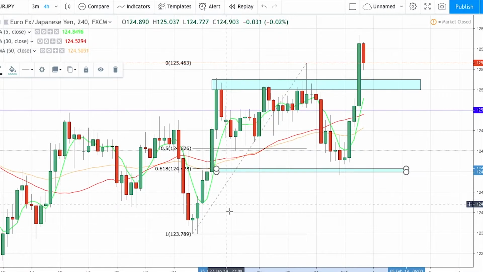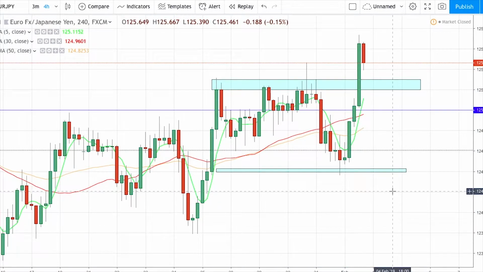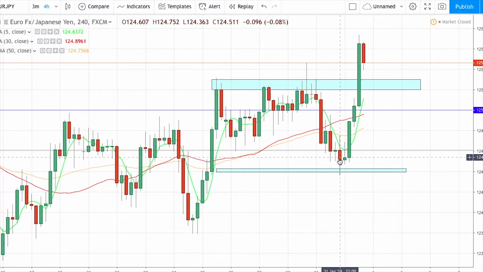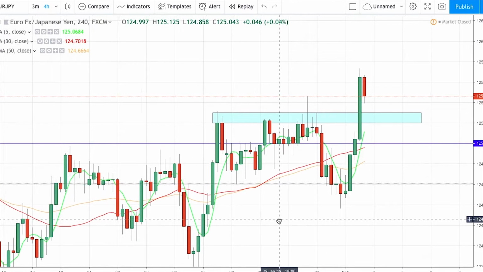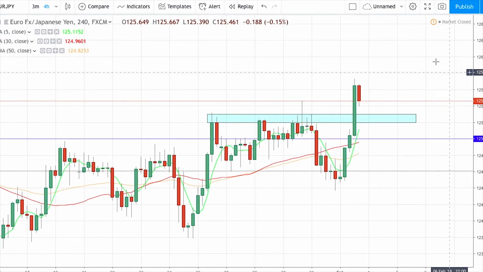There we go. We retested the 61.8, and ever since then it was really strong bullish candles. We had 1, 2, closed above 125. That would have given it the momentum it needed to then burst through this resistance right here with this strong bullish engulfing candle. For me then, I am looking to place long entries on this in the upcoming week.